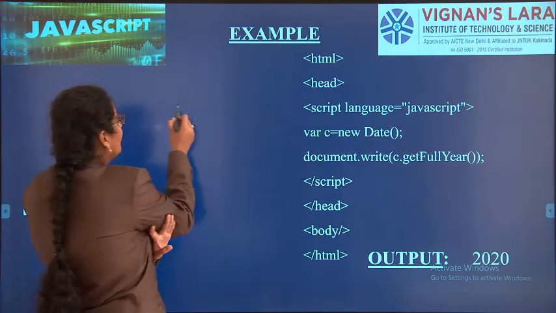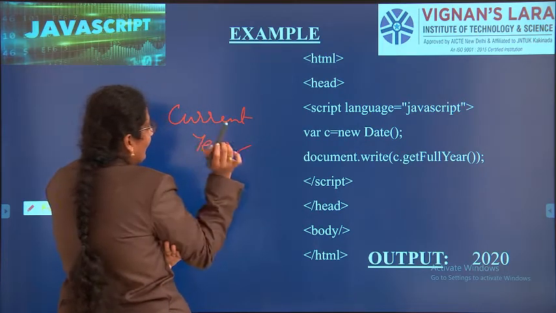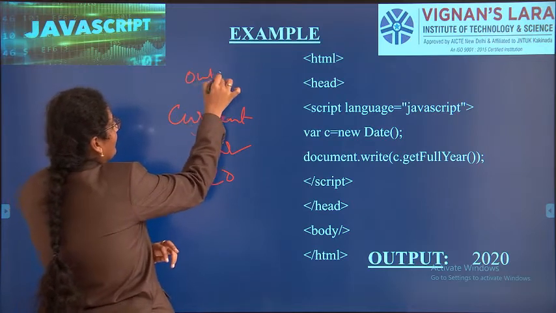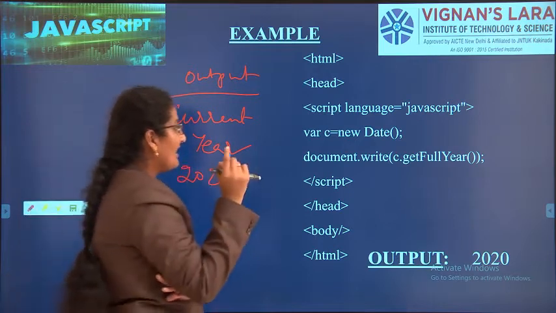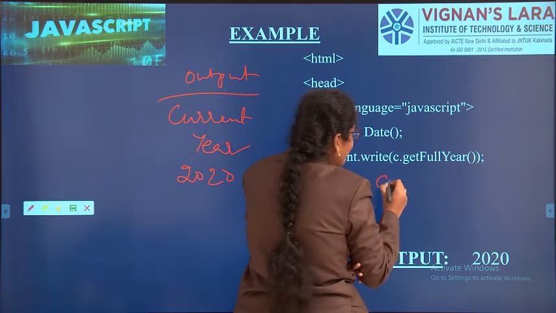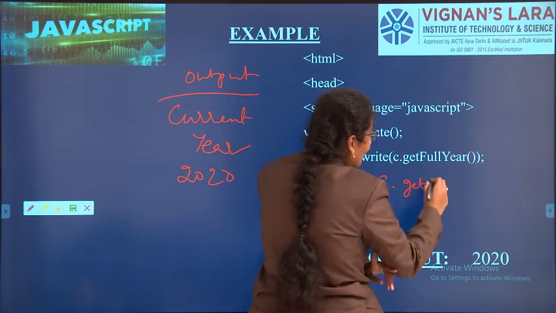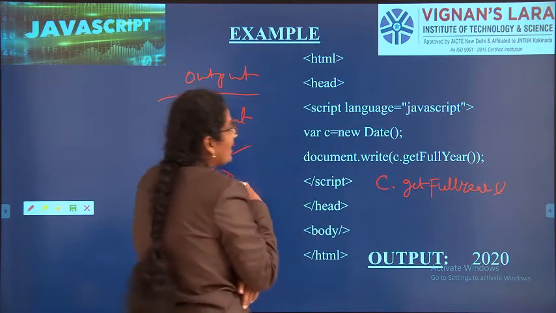Now I want the current year. What is the current year we are in? 2020. This current year I want as output. If I want this current year as output, I write the statement as C is my variable, get is the method, I want the year, that's why I am giving getFullYear. So this is the statement.